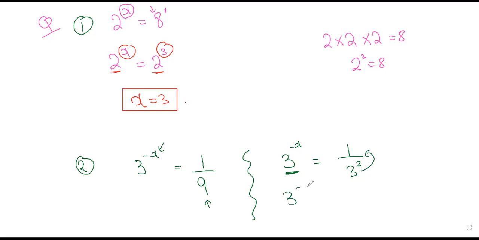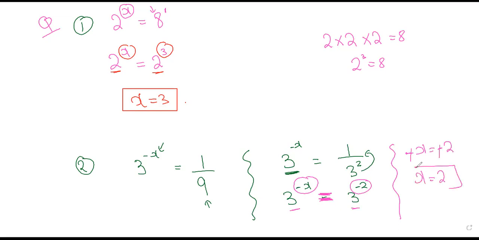This would be 3 to the power minus x equals 3 to the power minus 2. And now you can just see that everything is same. Both the terms are equal. Your bases are same. This means that your powers would also be same. So it would be minus x equals minus 2. Minus and minus would be cancelled, and x would be equal to 2.